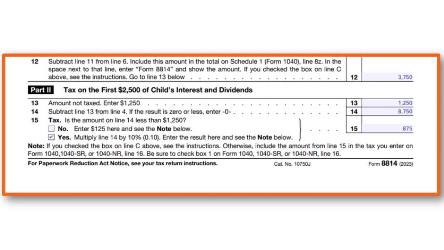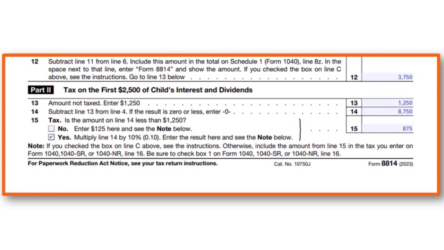Again, you have to follow the instructions here. The IRS is telling you, if you check the box on line C above, you want to see the instructions, but this does not apply to us. We just go with the flow. The IRS wants us to multiply by 10%, and we just have to multiply that.